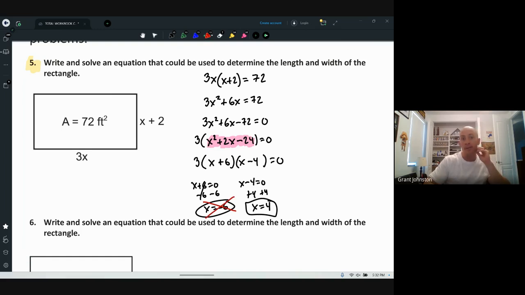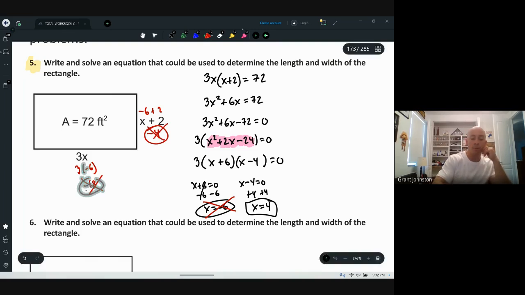Because if you put negative 6 in for x here, this would have a length of negative 4. That doesn't make any sense. You can't have a negative 4 length. And if I put negative 6 in here, 3 times negative 6 is negative 18. You can't have a negative 18 length. That really doesn't make sense. But 4 does.